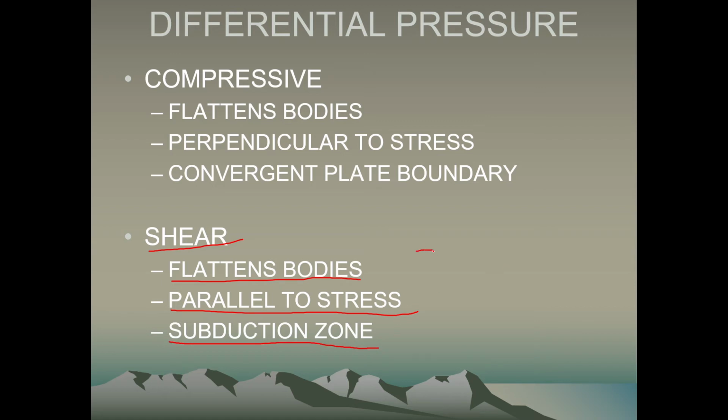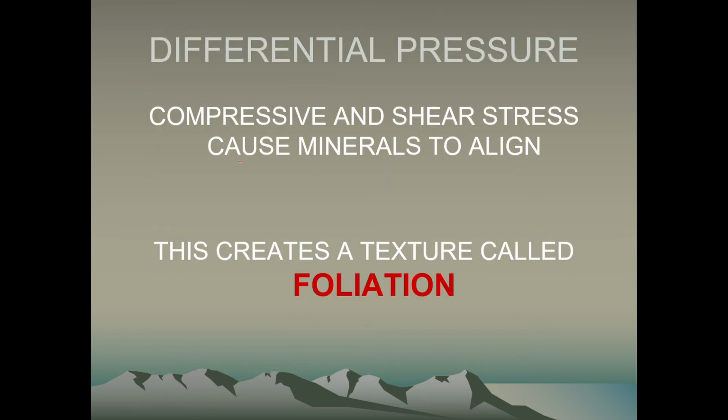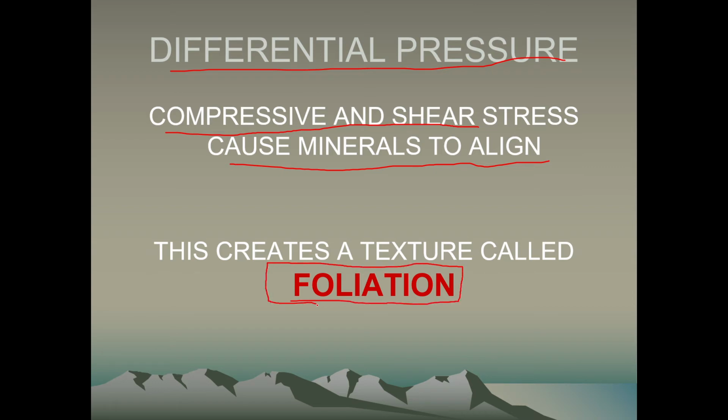Why? Well, when we have a plate that's being subducted underneath another plate, you'll see a lot of shear stress right here, kind of that side-by-side stress, and it will flatten things as well. So it's fairly similar. So compressive and shear stress, aka differential pressure, will cause minerals to align, right? That's kind of what we've been looking at. Things get squished and they start to align. This creates a texture called foliation. So half the metamorphic rocks we look at are foliated.